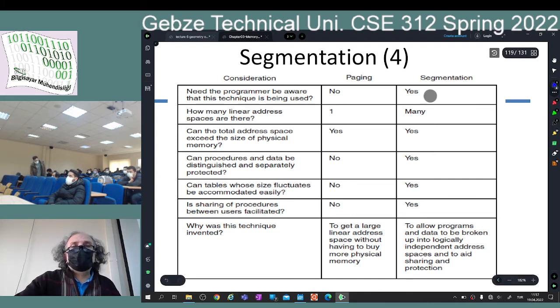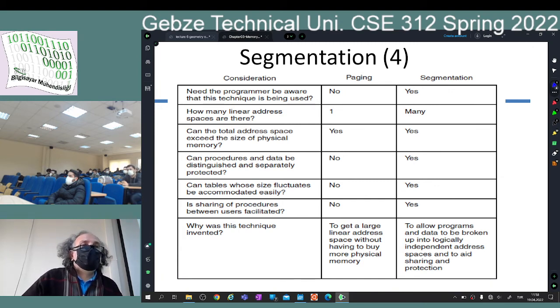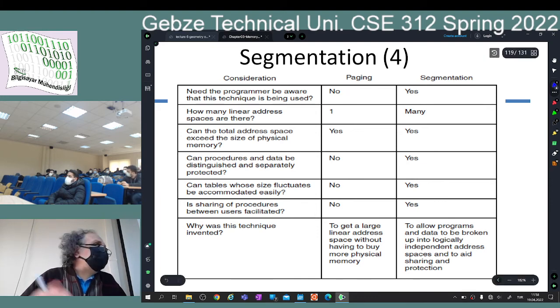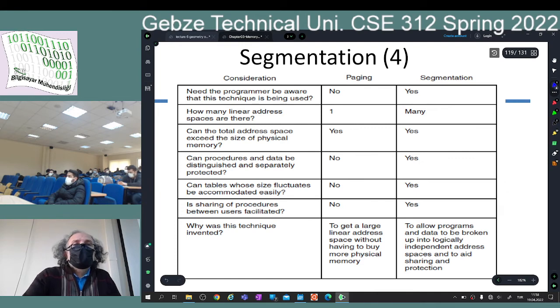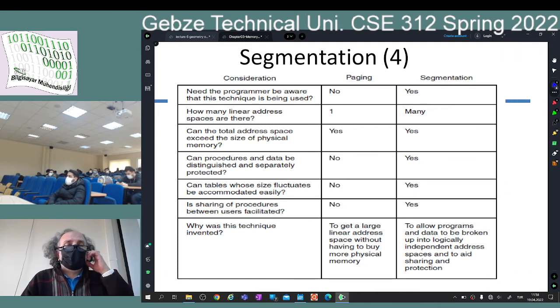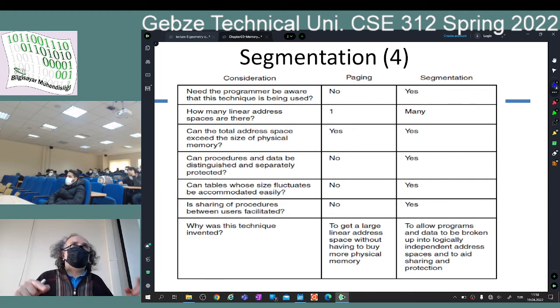For the segmentation, the programmer needs to know that it is running in a segmentation system. So the programmer is aware that the technique is being used, because the programmer says that I need 5 segments, I'm going to give you the sizes of each segment. For the paging, the programmer doesn't know that there is a paging system running. And with the segmentation, you can get as many segments as you like. But for the paging, the linear address space is just 1.